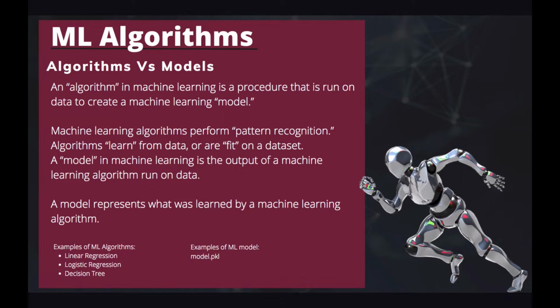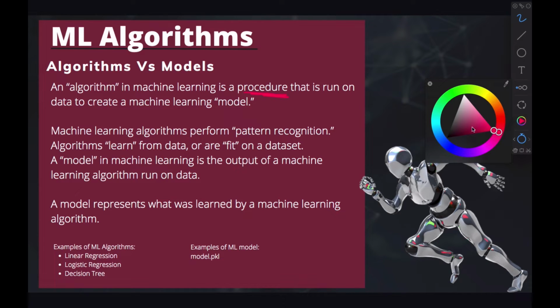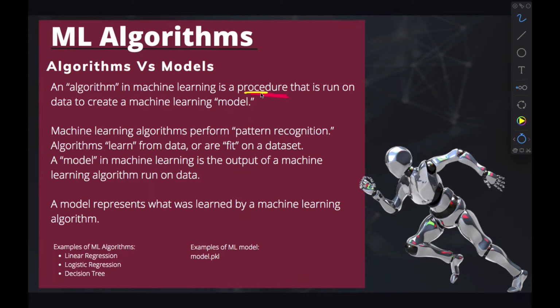Now, when we talk about a machine learning algorithm, we are talking about the procedures. Actually, let me change this pen to make it more clear for you to read. We are talking about the procedures that are run on data to create a machine learning model. So you have your algorithm, and you use your algorithm to create a model. In the simplest terms, that's what you need to understand.